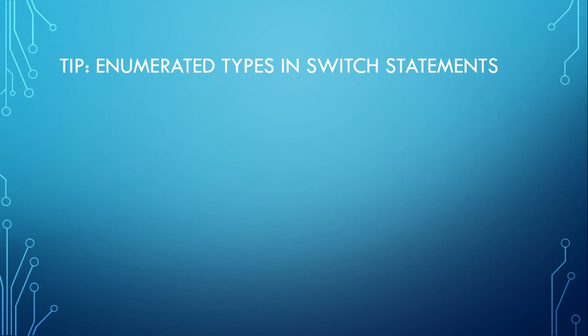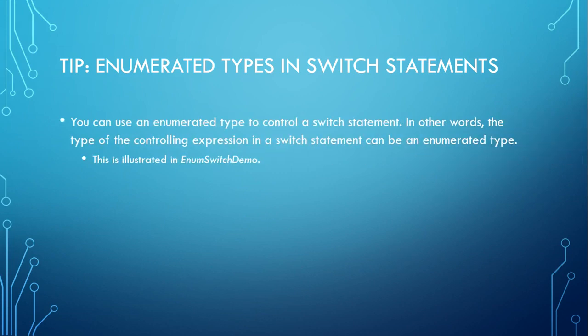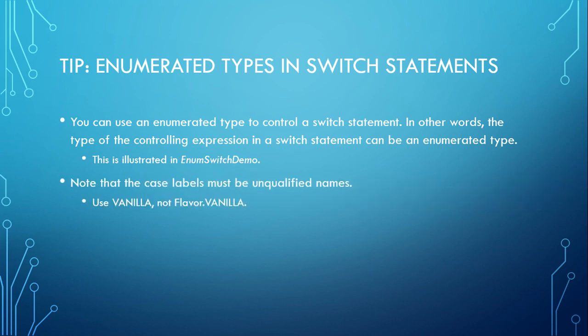All right, quick tip for you: enumerated types in switch statements. You can use enumerated types to control a switch statement. In other words, the type of the controlling expression in a switch statement can be an enumerated type. This is, of course, illustrated in a new SwitchDemo. Notice also that the case labels must be unqualified names, such as vanilla, not Flavor.vanilla.